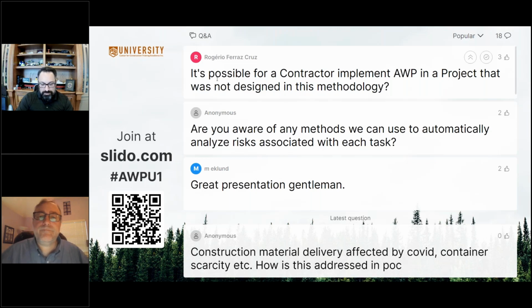Excellent. Is it possible for a contractor to implement AWP on a project that was not designed for this methodology?